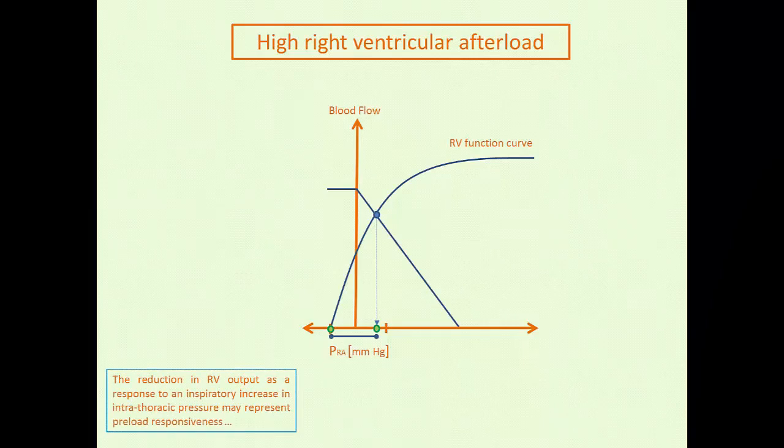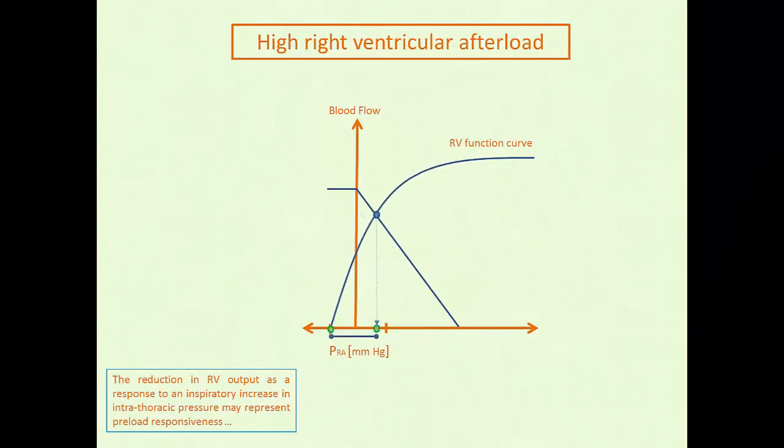So the reduction in right ventricular output as a response to an inspiratory increase in intrathoracic pressure may represent preload responsiveness, as we saw in part B of this chapter. And here it is. You've increased intrathoracic pressure and you've dropped your right ventricular preload and your right ventricular output. And this is a nice representation of the physiology of preload responsiveness.